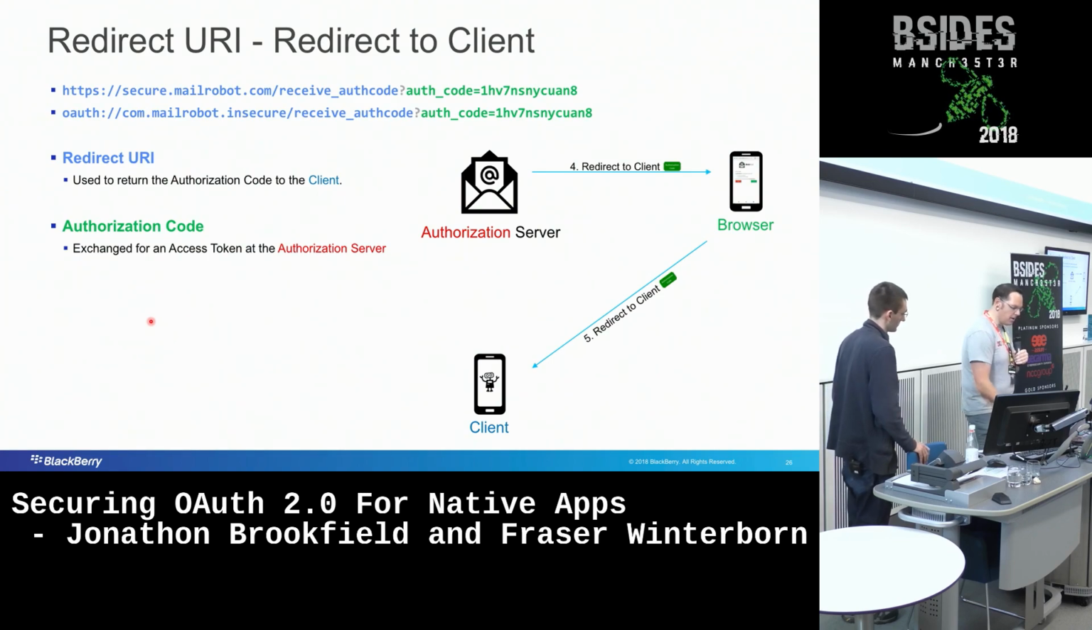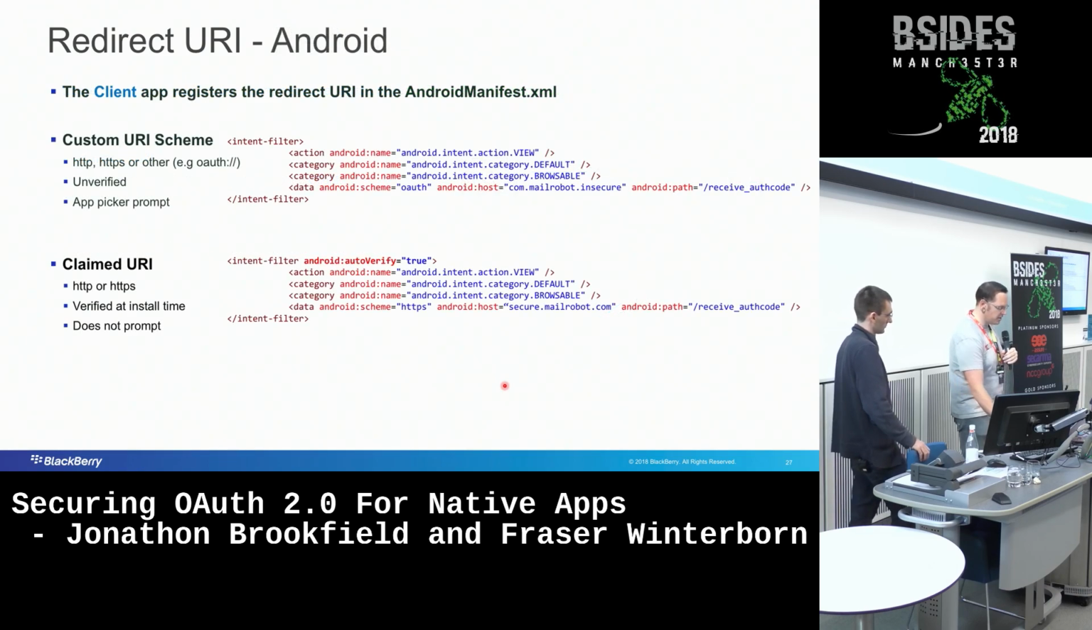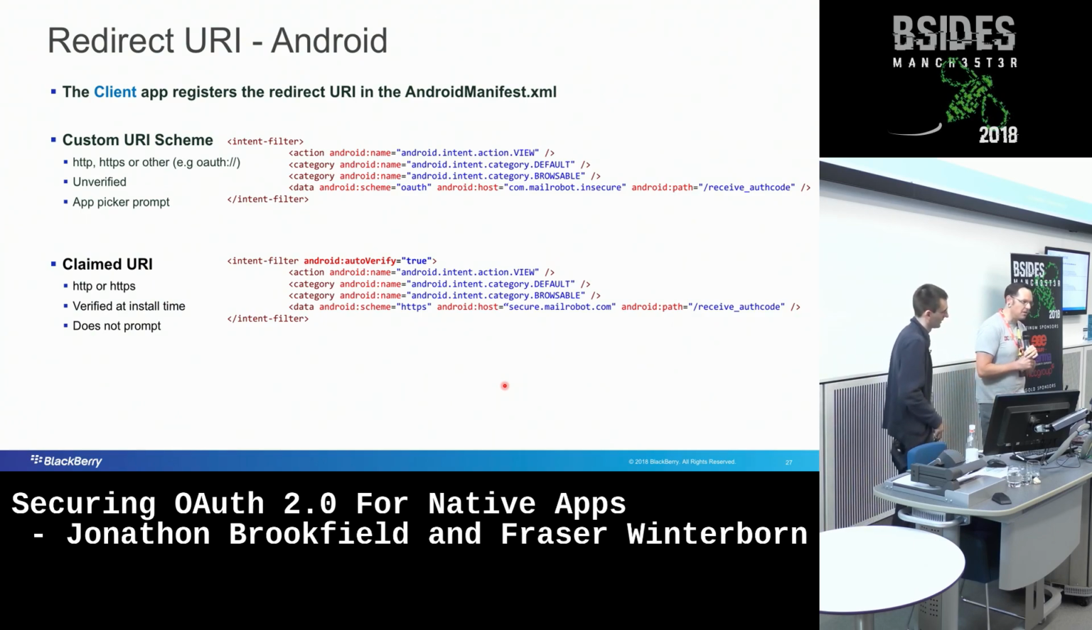So what happens when having passed the redirect URI to the authorization server, once the user's been authenticated and authorized, the authorization server will then pass back the auth code or the access token appended to the redirect URI in the form that you'll see here, and then that will pass from the authorization server back to the browser and then to the client, and then the client can use the authorization code or the access token as needed. So now I'm going to pass over to Fraser to talk a little bit more about the details of what the URIs look like.